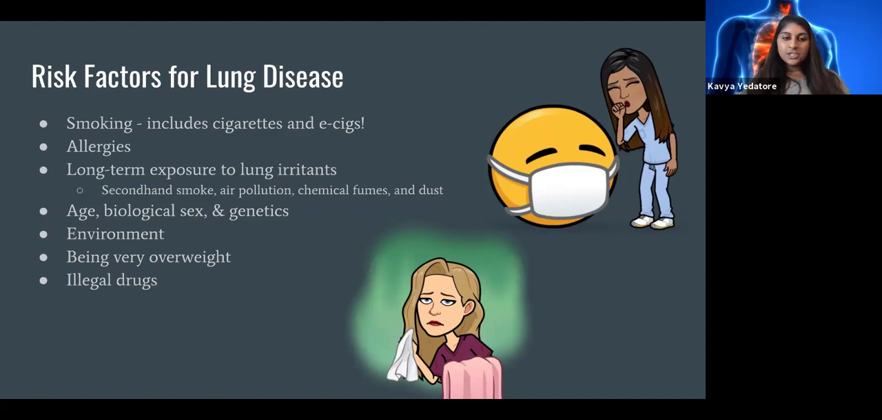And then age, biological sex, genetics. If you have a parent or grandparent who's affected by some sort of lung disease, you may have a higher chance of developing lung disease later. Environment, and being overweight, and illegal drugs like marijuana and smoking and that kind of thing.